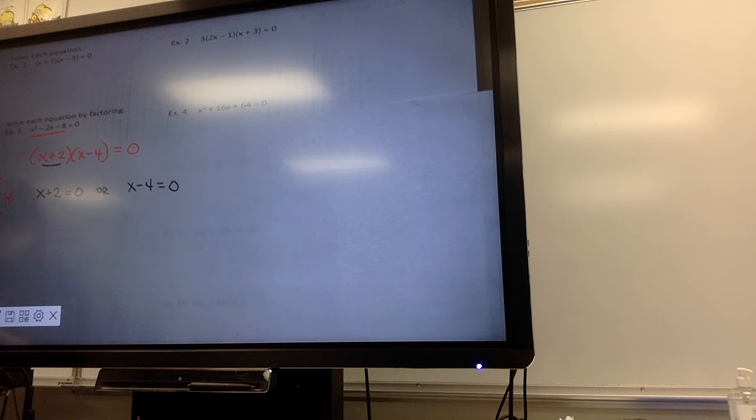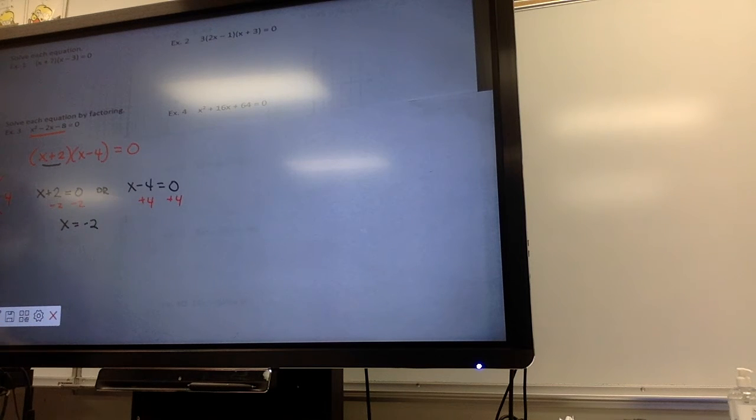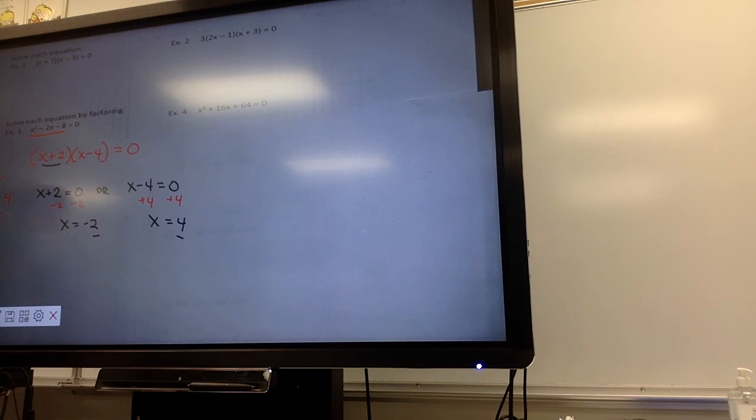I solve each one. So here I would subtract 2 from both sides. And so x would be a -2 in that situation. Over here I would add 4. So I get x equals 4. So here are my two solutions. If I put either one of those values into that equation for the x, I'm going to get a 0. Those would be the two solutions.